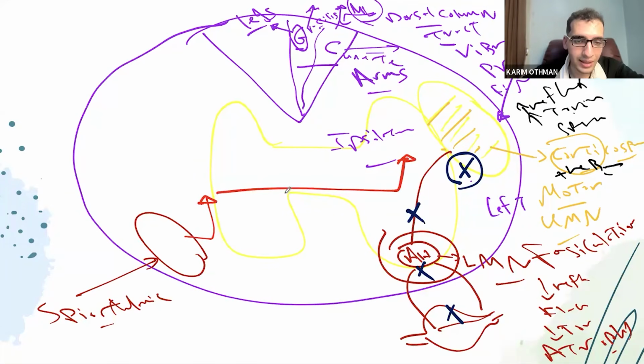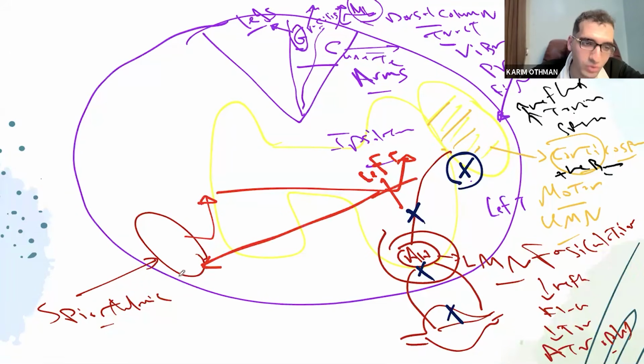And because of this, if you affect the spinothalamic tract, guys, it will cause contralateral problem below the lesion. So if you affect it on the left, it will cause contralateral problem on the right below the lesion because it crosses. Does it make sense, guys? Imagine you affect this part. So it will cause contralateral problem below the lesion, right?